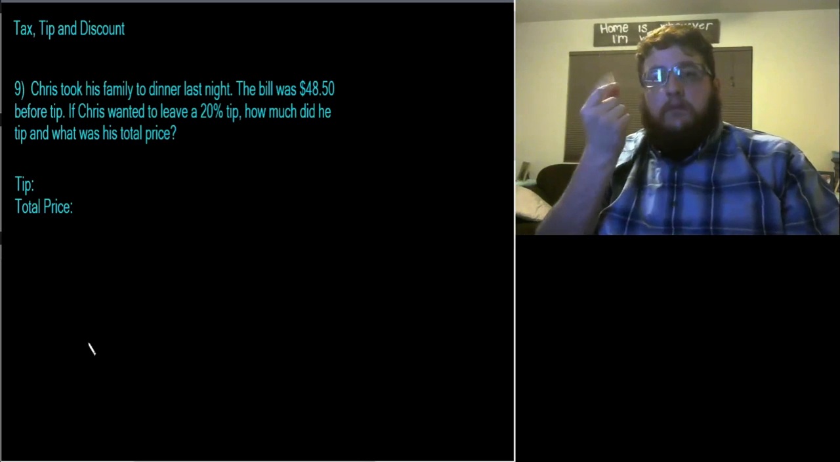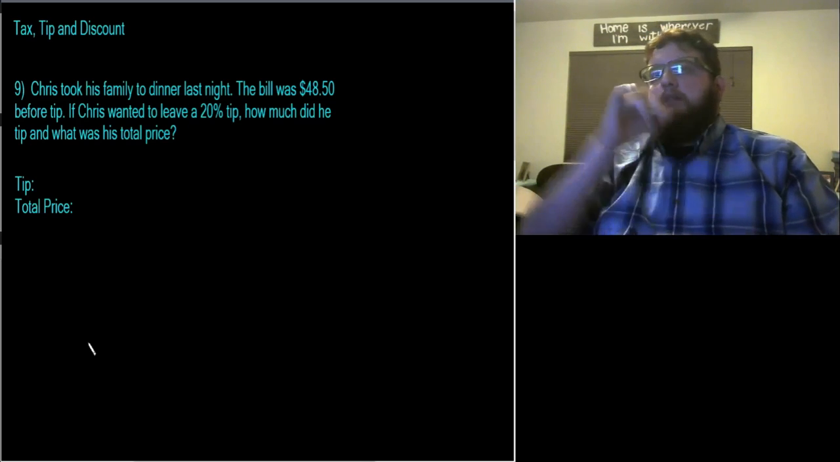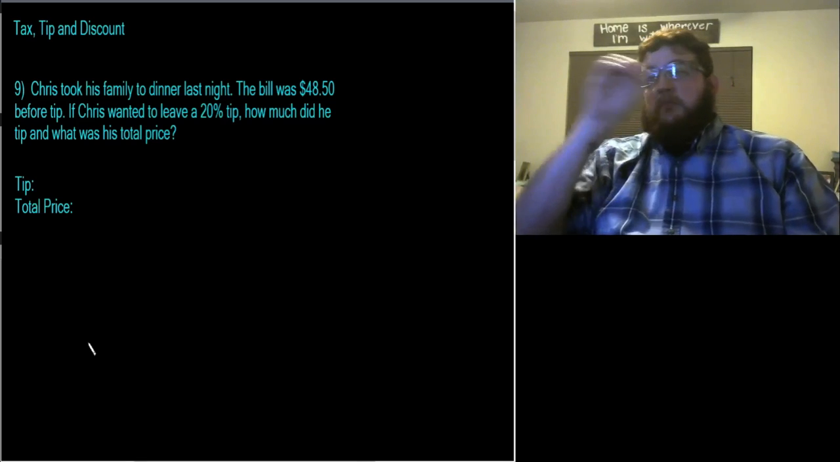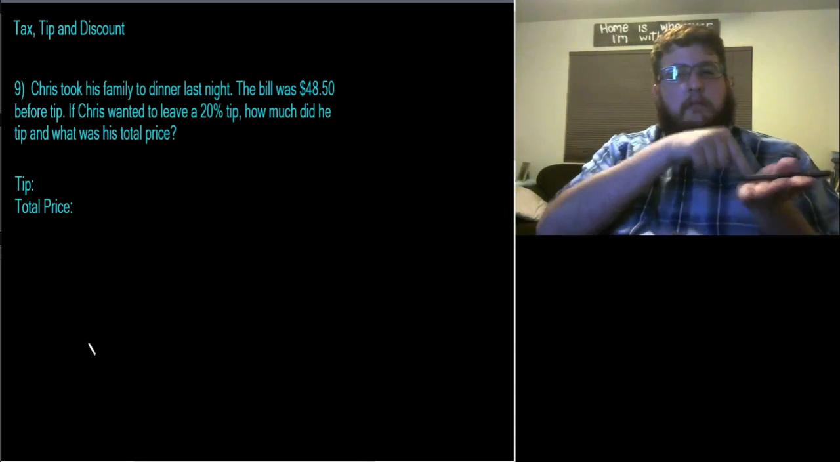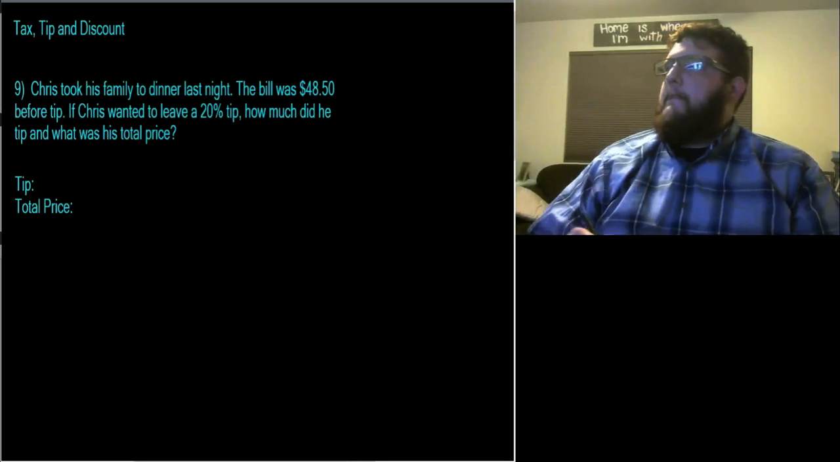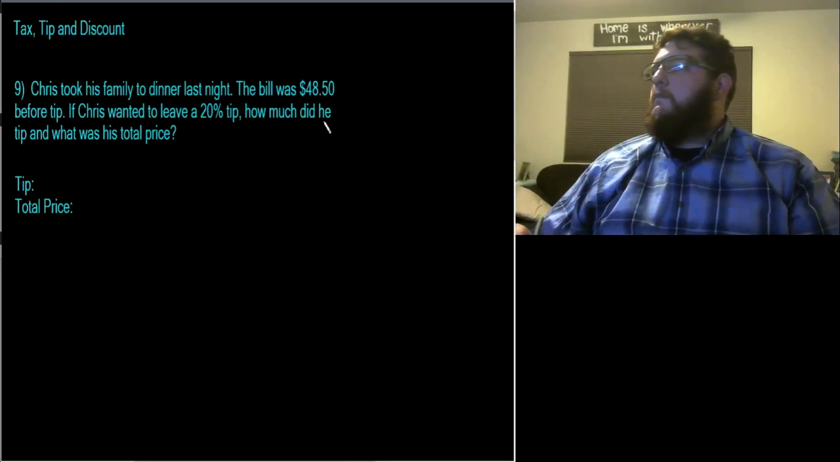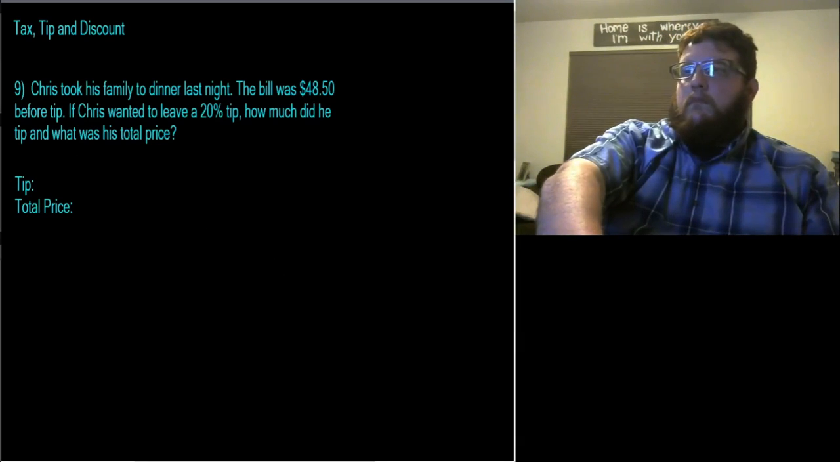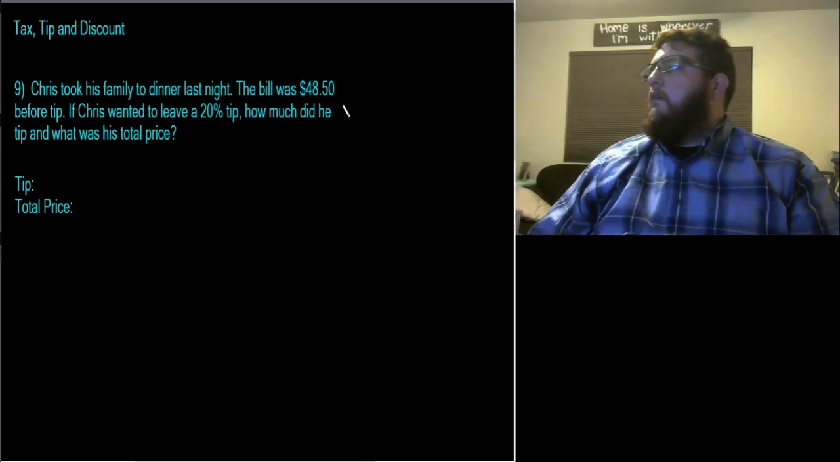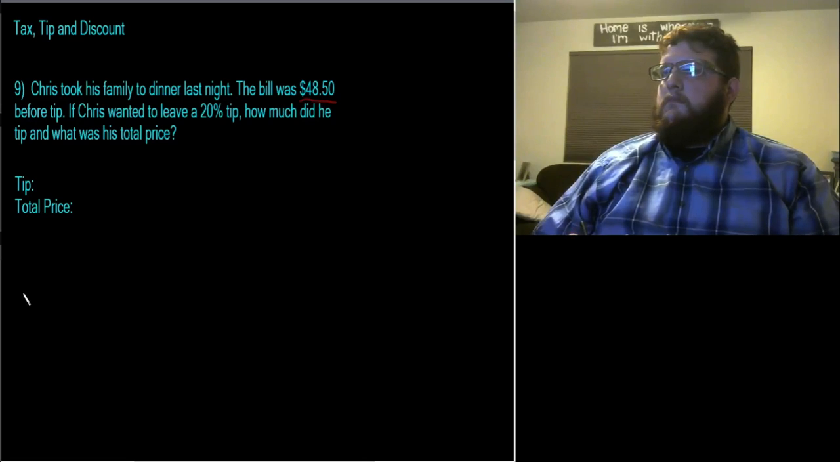So the first thing we need to do is determine the tip. We do that by multiplying the percentage of tip by the bill. In this case, my tip was 20% and the bill was $48.50. So we'll multiply $48.50 by 20%.